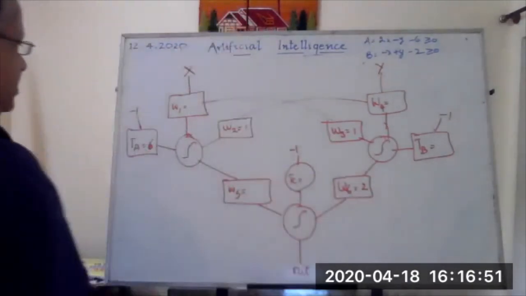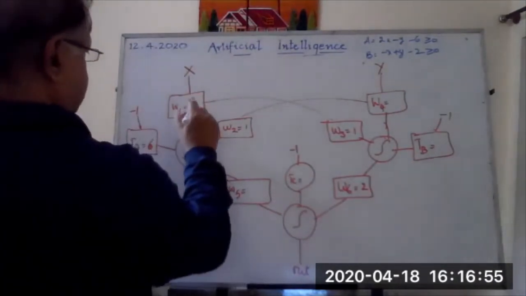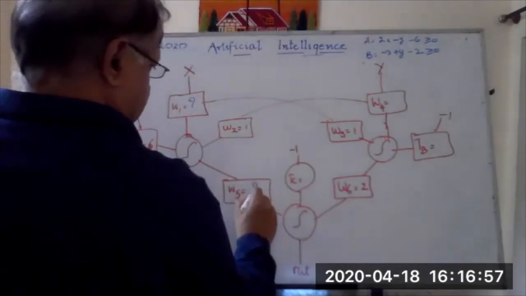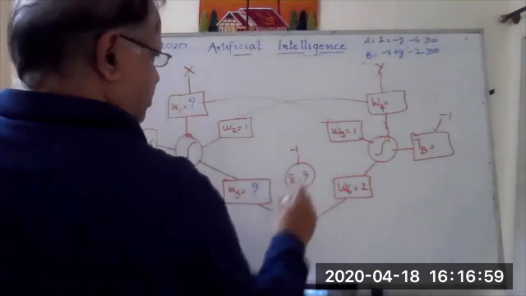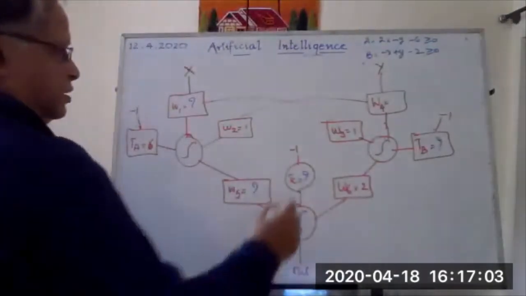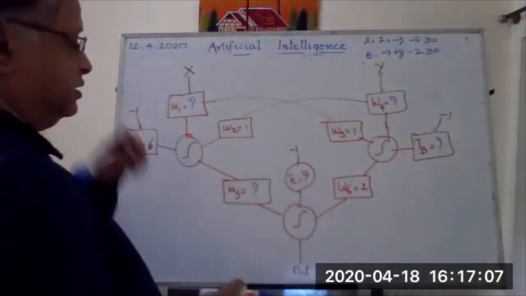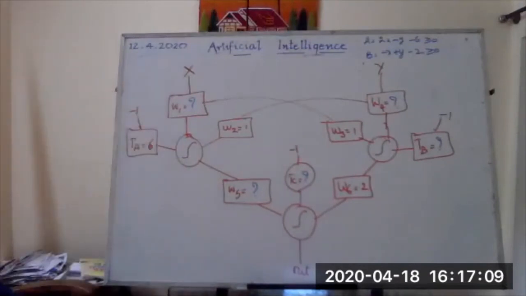Now what are the weights that need to be filled up? See, there is this weight, we don't know. There is this weight, we don't know. We don't know the threshold that is here. We don't know the threshold over here. So we need to fill all these things so that the neuron comes out of it.